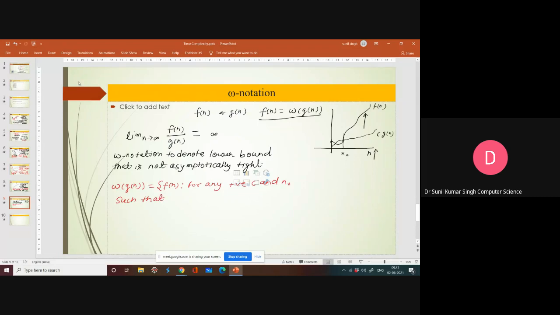The condition is very obvious. You can see the graph of f of n. So here c g of n will be less than f of n and it will be greater than or equal to 0 for all n greater than or equal to n naught.